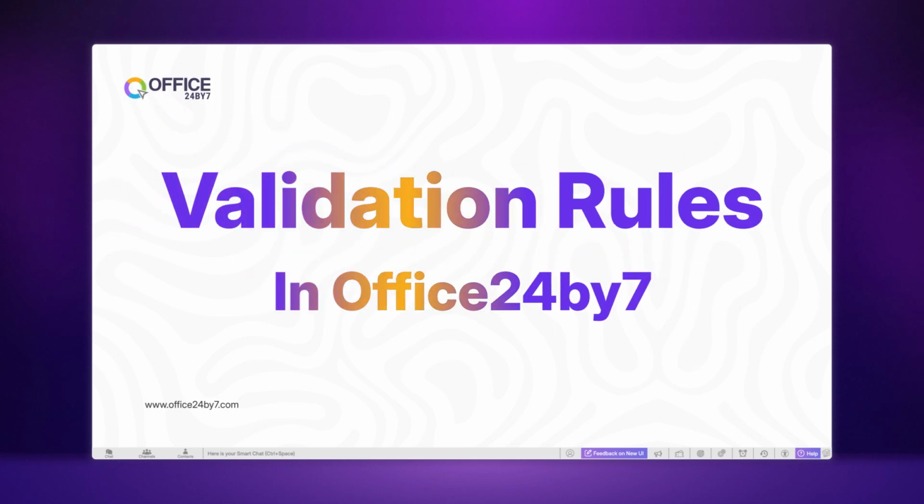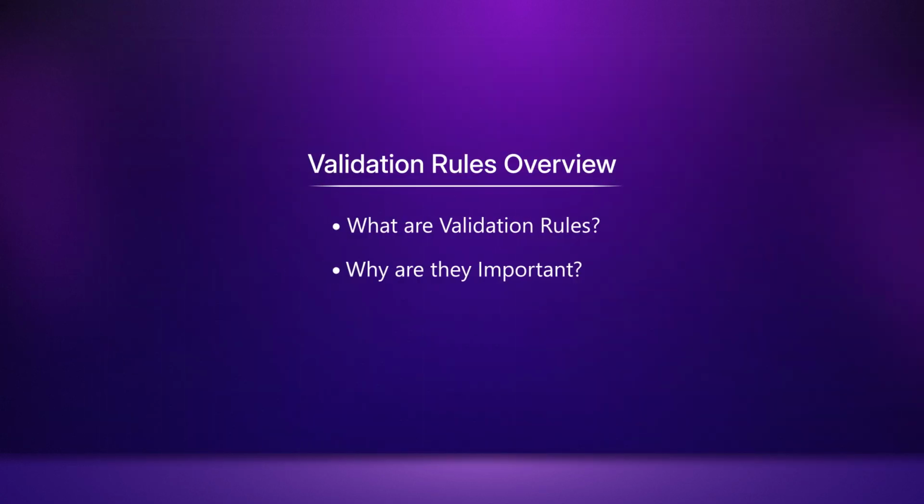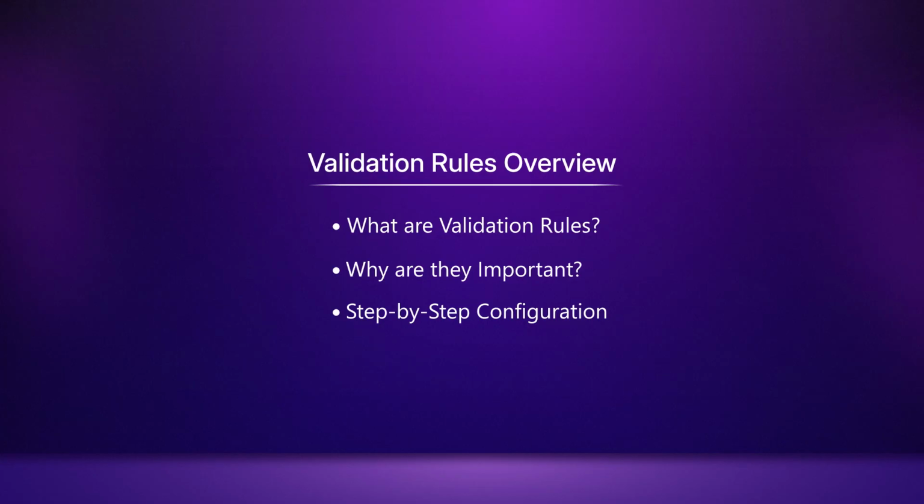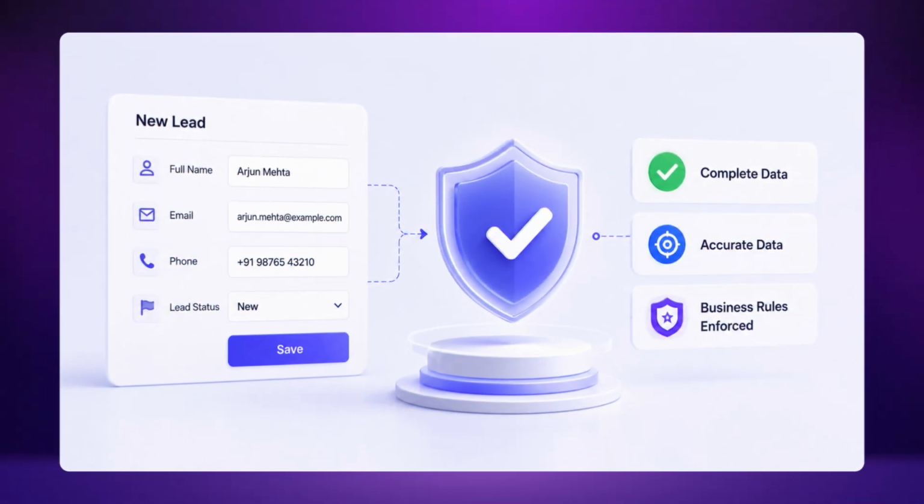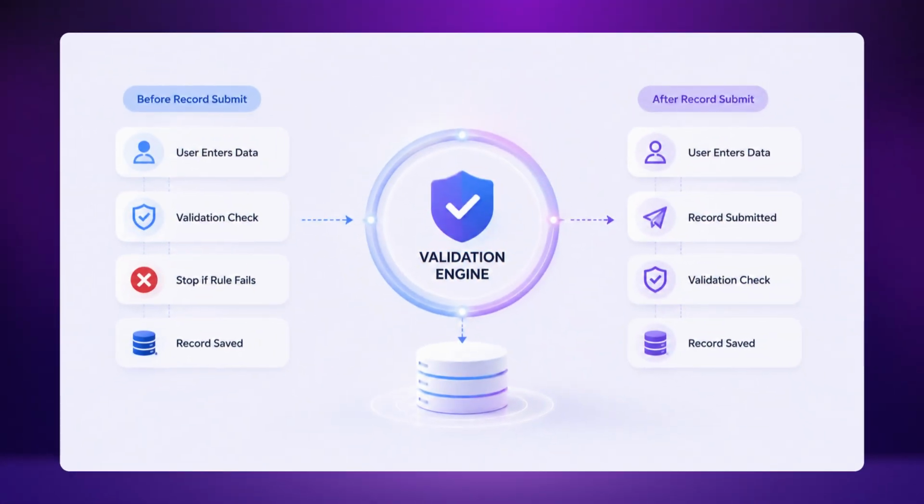In today's video, I'm going to explain validation rules, including what they are, why they are important, and how you can configure them step by step. Validation rules help ensure that users enter complete and accurate information while creating, updating, or deleting records in the CRM. Depending on how the validation is configured, it can run either before or after a record is submitted.